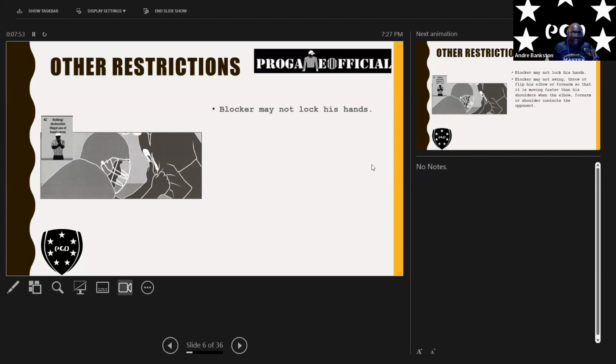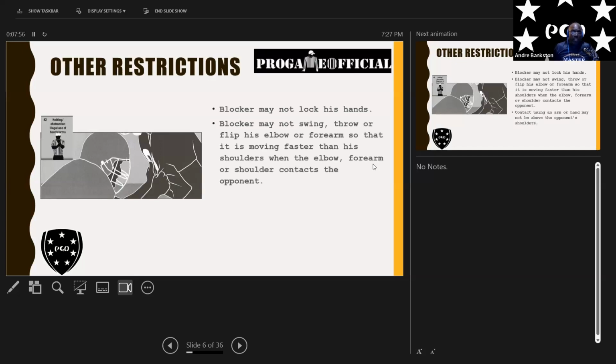The blocker may not lock his hands. The blocker may not swing, throw, or flip his elbows or forearms so that it's moving faster than his shoulders when the elbow and forearm or shoulders contact the opponent. So how many times have you seen a blocker come and do this to an opponent? They just swing out at an opponent, and we don't do anything. Those are illegal blocking techniques. Okay? You cannot grab on the inside of a defender because that's holding.